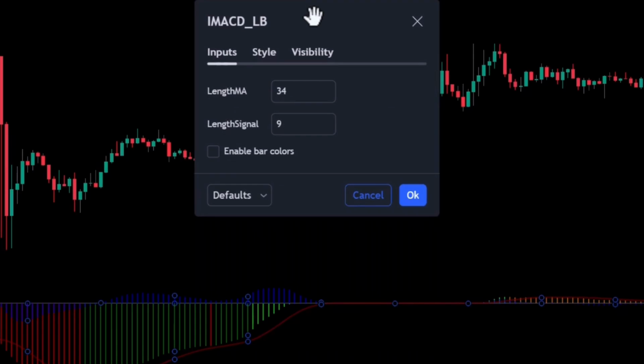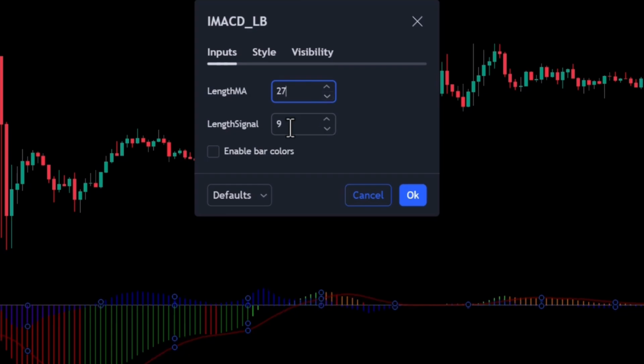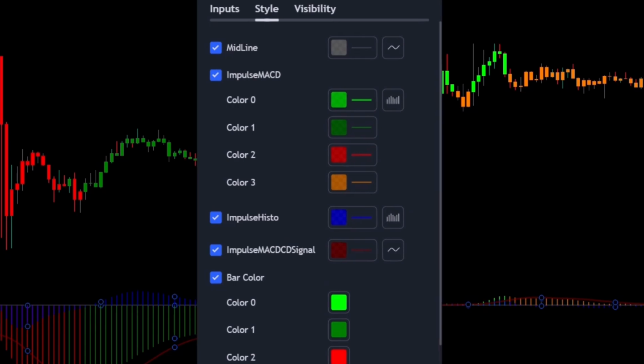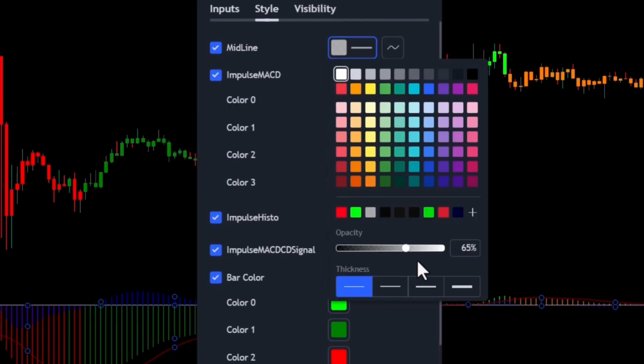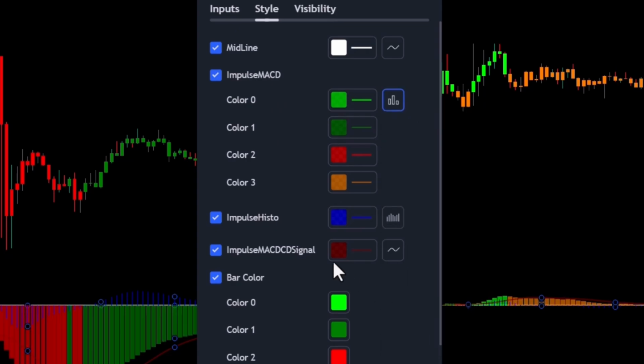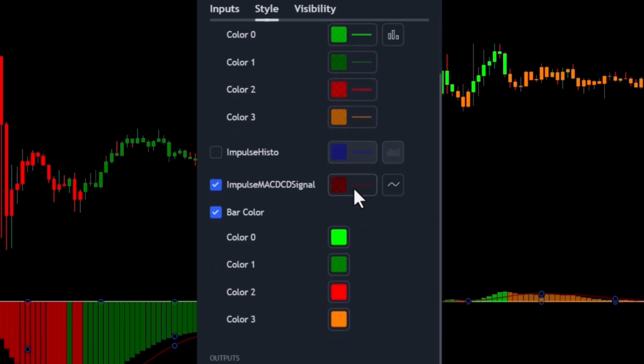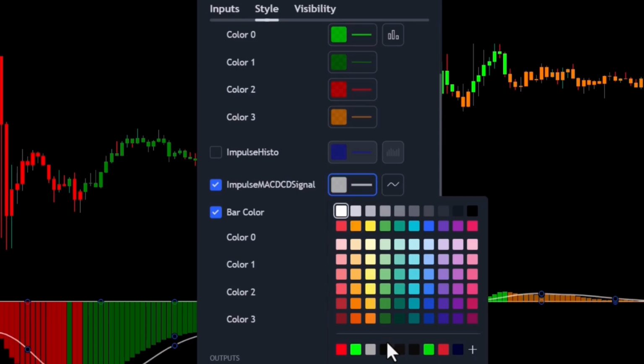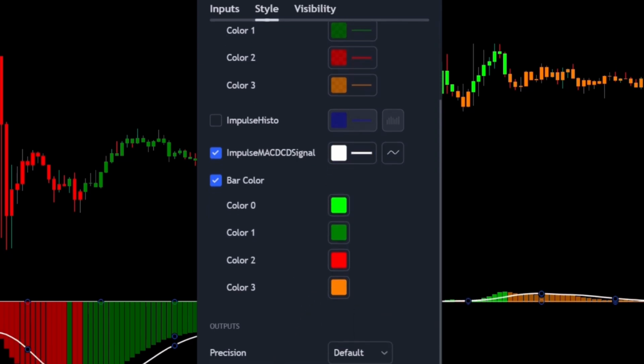Click on the indicator and you'll see some settings we can tweak. First, in the input section, change the length of the moving average to 27, but leave the signal length at 9. Then, turn on the More Colors option. Moving on to the Style tab, let's make the middle line easier to see by adjusting its color. Also, switch the Impulse MACD option to columns and turn off the Impulse histogram to make those colors pop. Finally, make sure the Impulse MACD signal is crystal clear. And there you have it. You're all set and ready to rock.